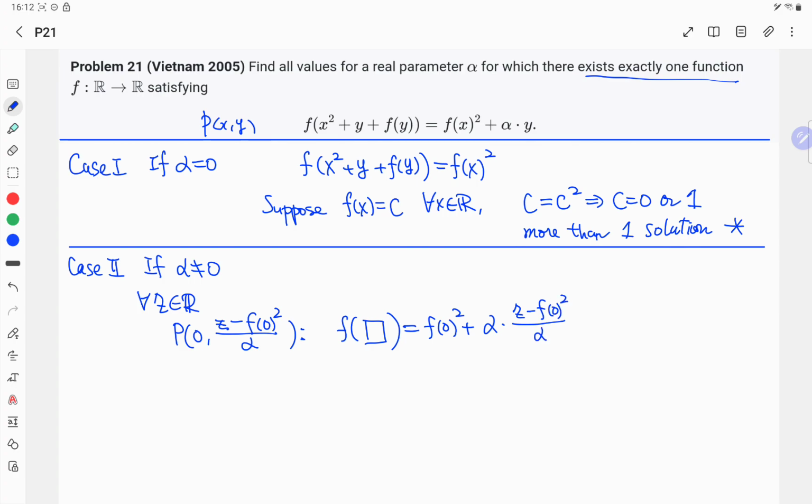And as long as alpha is not 0, this value can be defined. So here we can cancel alpha, and finally f of 0 squared and f of 0 squared can be cancelled. So it is equal to z. In that case, for arbitrary z, we can find its preimage, so we can take arbitrary z values, which means that f is surjective.